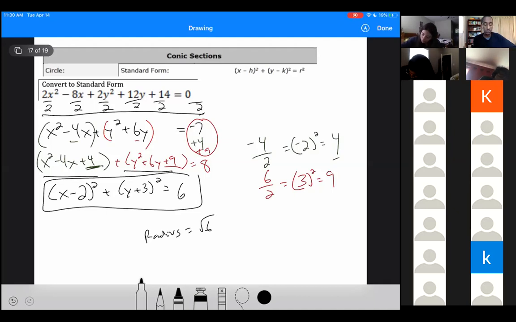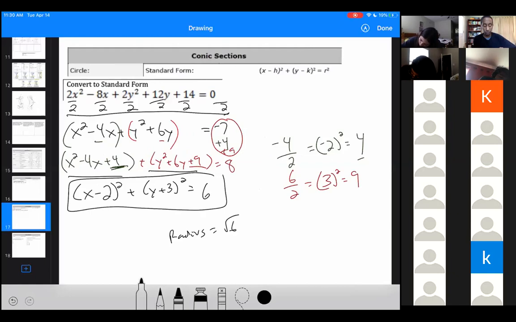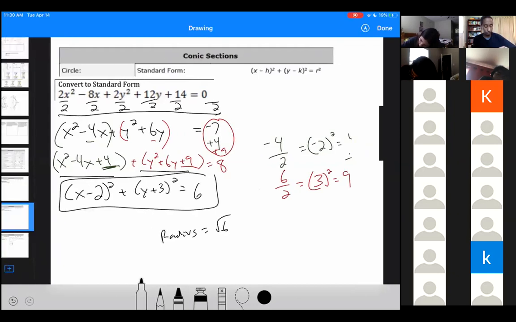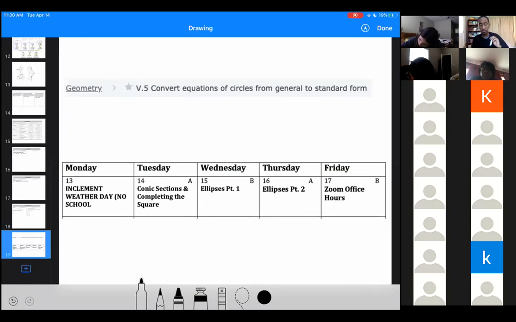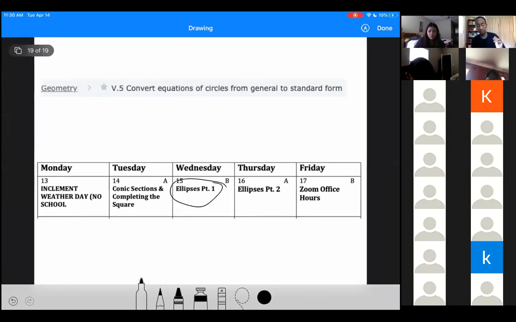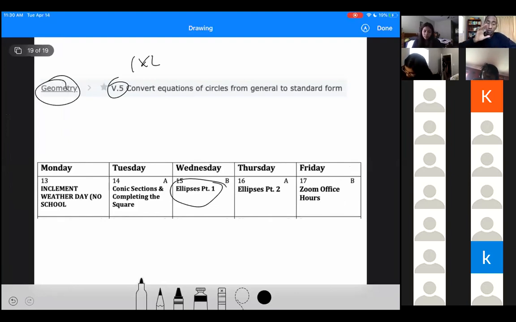If there are no questions, let's just talk about what the practice is. Tomorrow we'll do ellipses, 10 o'clock class. Your practice is just over converting. We'll do IXL, V.5, just 1. That's in geometry. So this is geometry, V.5, that's just convert what we just did, how to convert circles from general to standard form, okay? And that's due on Friday, as all practice I've been doing on Friday.